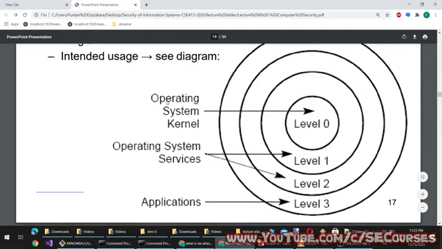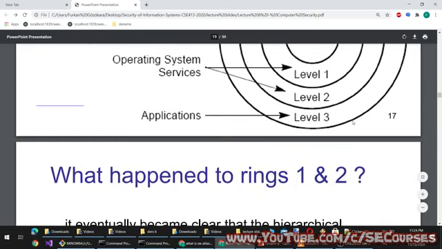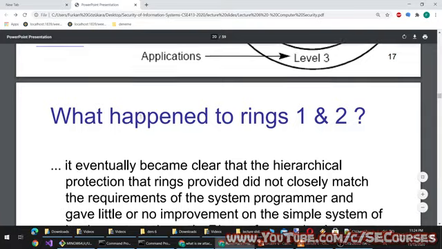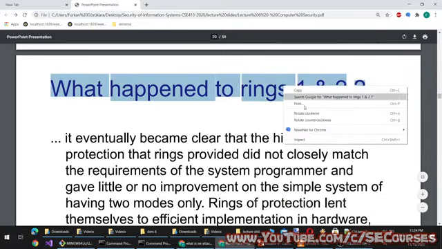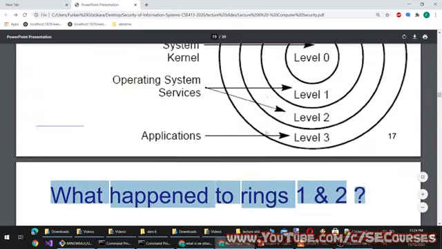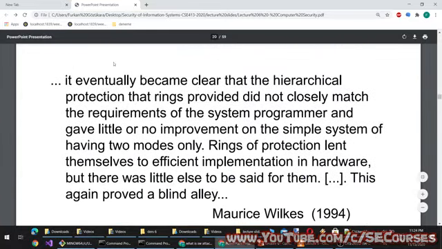So level 0 is the operating system kernel, and level 1 and level 2 are operating system services, and level 3 are the applications that users use. What happened to rings 1 and 2?